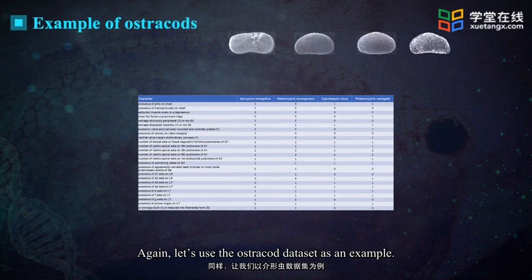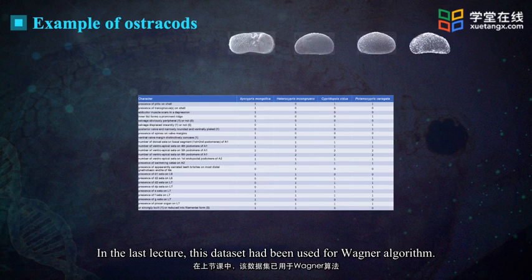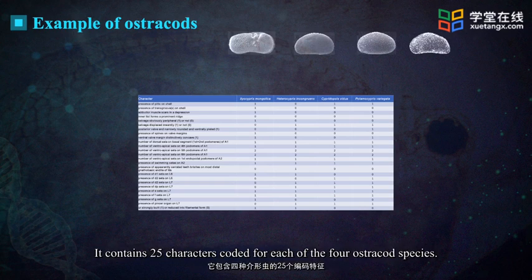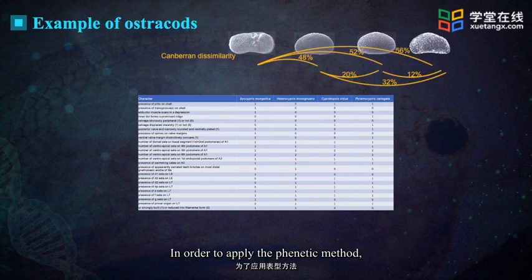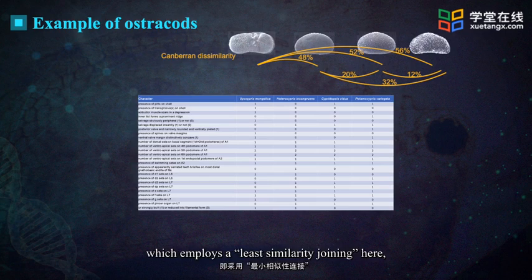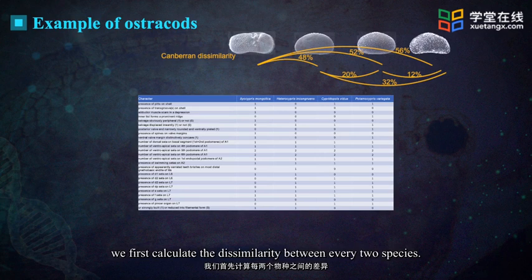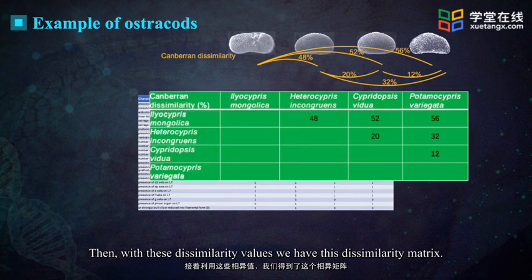Again, let's use the Austrocode dataset as an example. In the last lecture, this dataset had been used for the Wagner algorithm. It contains 25 characters coded for each of the 4 Austrocode species. In order to apply the phonetic method, which employs a least similarity joining here, we first calculate the dissimilarity between every 2 species. Then, with these dissimilarity values, we have this dissimilarity matrix.